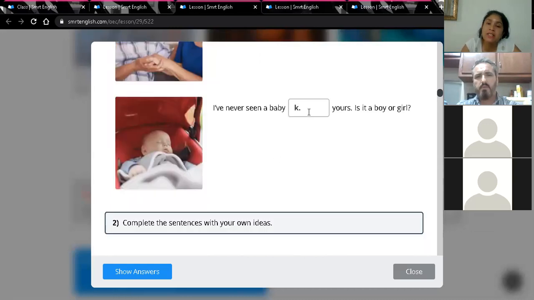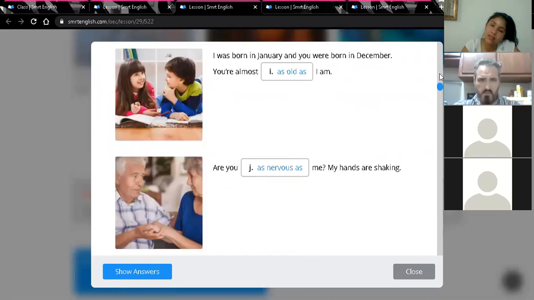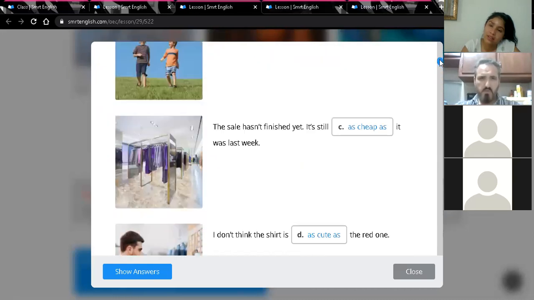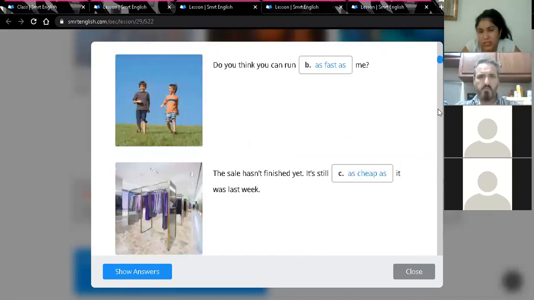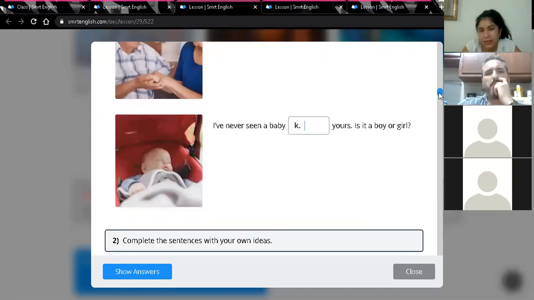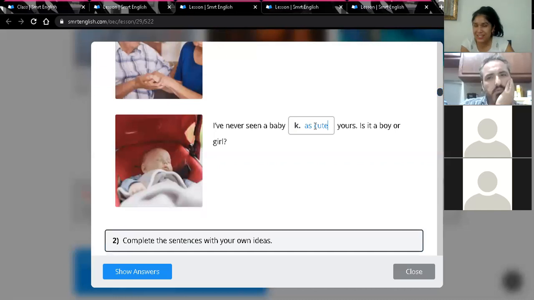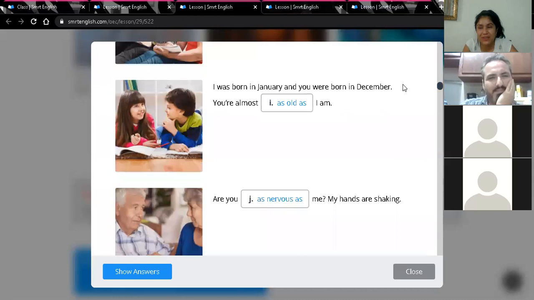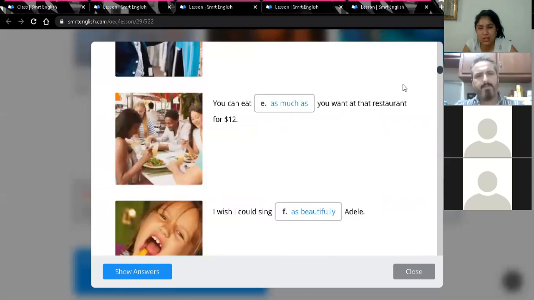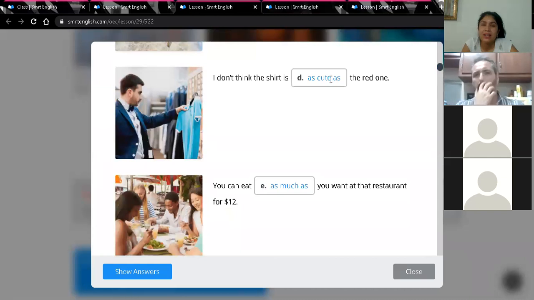And the last one. I've never seen a baby as cute as yours. Is it a boy or a girl? Which ones do we have left? Attractive. As attractive as. Maybe that one is cute and the shirt is attractive. Yeah, because I don't think a baby is attractive. It sounds weird to say that a baby is attractive. So maybe we can use it with the shirt. As attractive as the red one.